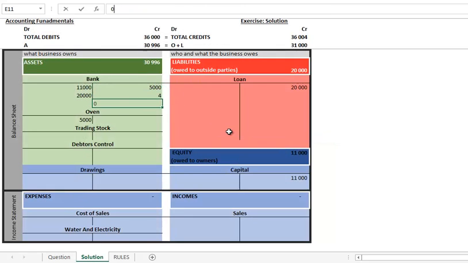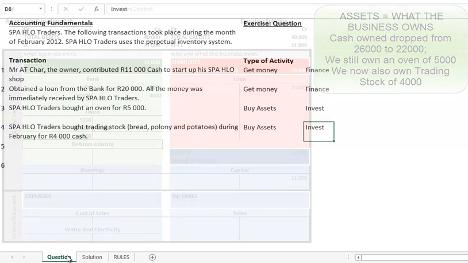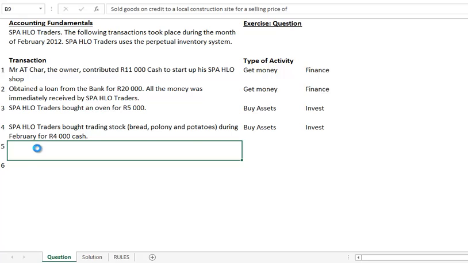We're losing 4,000 Rand cash. There, my assets has gone down to 27,000, but we're again getting 4,000 Rand trading stock, keeping my assets at 31,000 Rand. Back to the question. Let's see if this business can make some money.